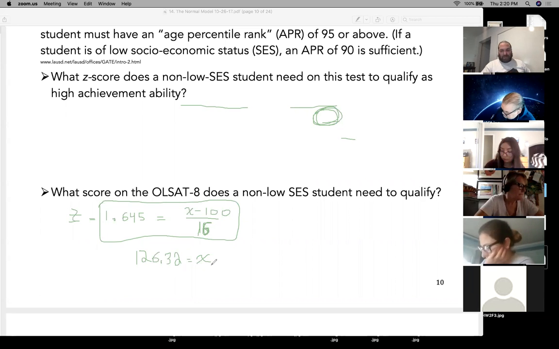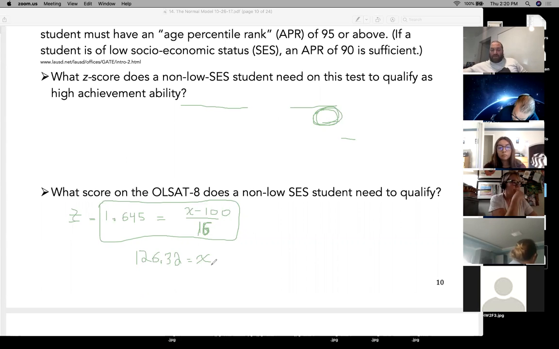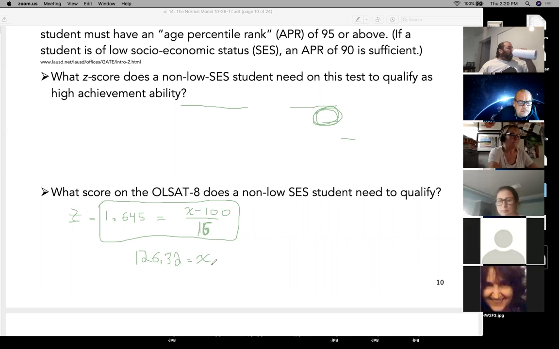Does that make sense? Let me back up. What z-score does a non-low SKS student need on this test to qualify? The z-score is 1.645, and we got that from the table. And then the actual score we got from the formula for z-scores. Can you show that step by step because I'm lost.